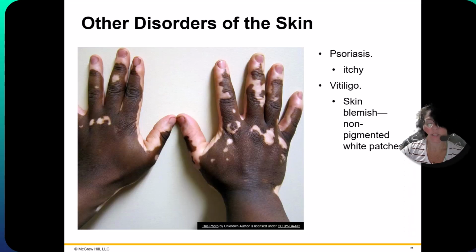Other conditions, psoriasis, we already talked about psoriasis. It just means itchy. They have the outbreaks of the skin where it looks scaly, red, and then they're itchy and they can be painful. Vitiligo, this is where they are lacking the pigment in their skin. So you can see on the hands right here, they've got white patches. It's common in African Americans where there's certain areas of their body that they don't have the pigment.